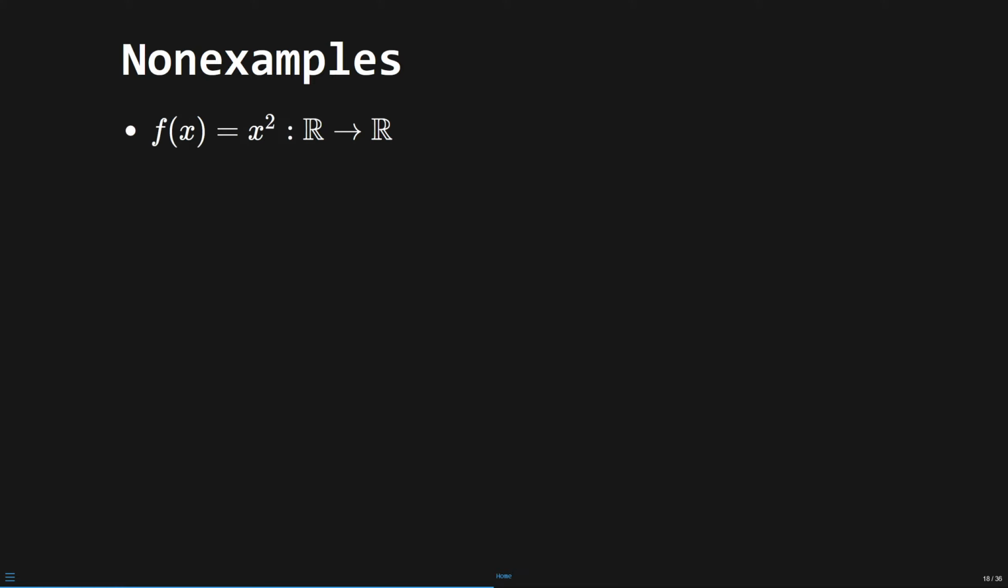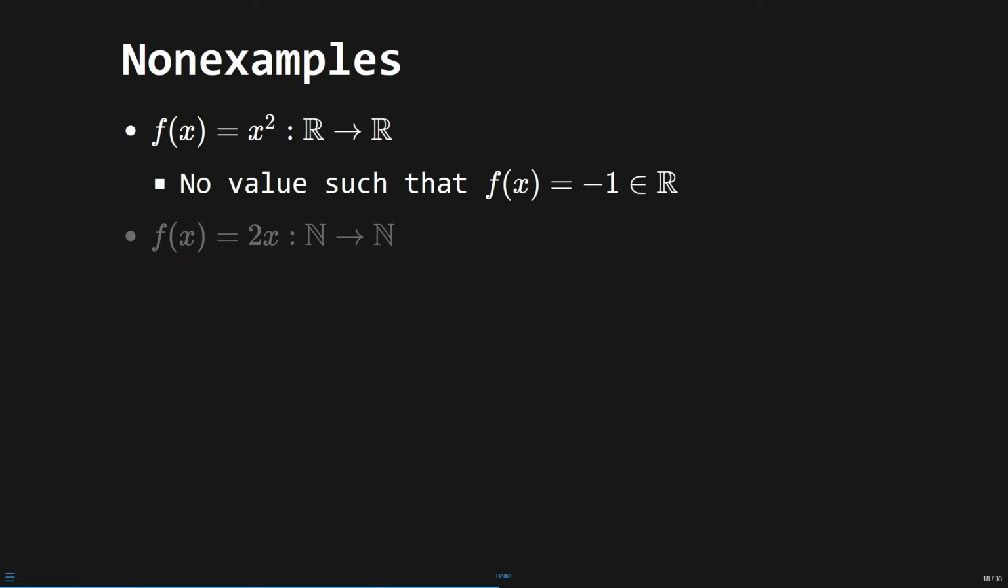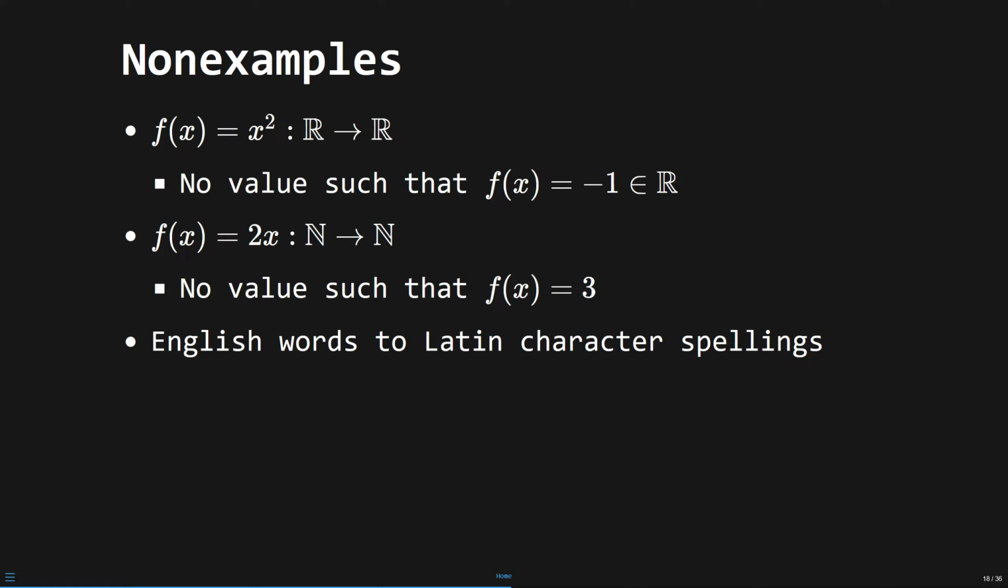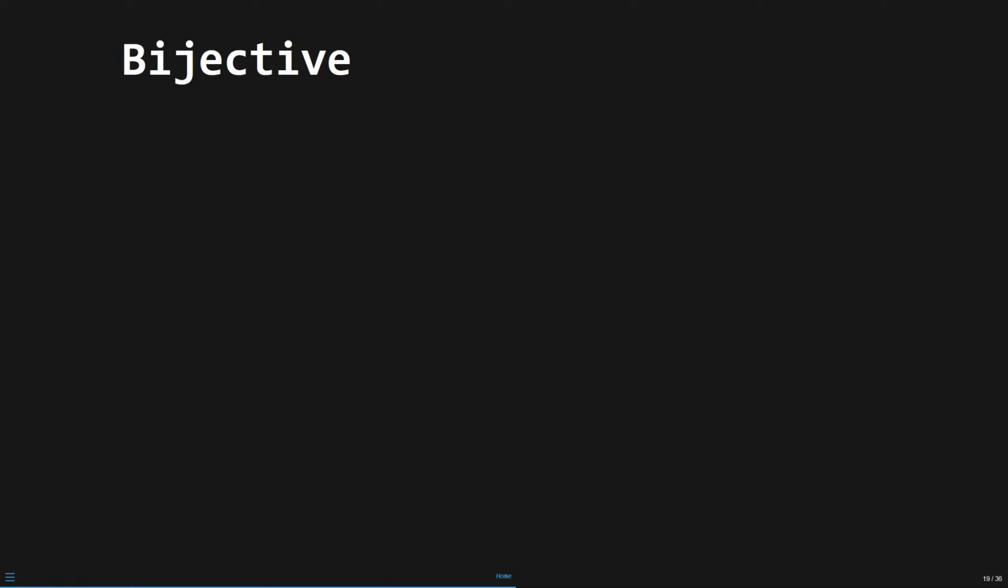x squared is a bad example here because we cannot get to -1. 2 of x is a bad example here because there's no way we can get to 3, and 3 is a natural number. Right? English words to Latin character spellings. I can spell that word, but it's not a word, right?